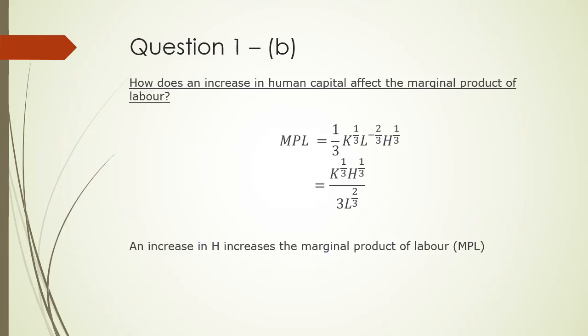So following on from the last question, we've put up the marginal product of labor, and now we're looking at the impact of an increase in human capital. As you can see represented by the fraction, the h to a third component is on the numerator, and therefore any increases will increase the marginal product of labor.